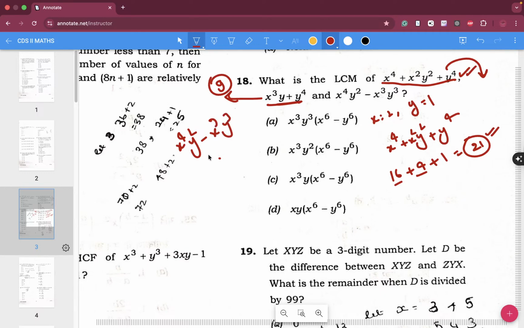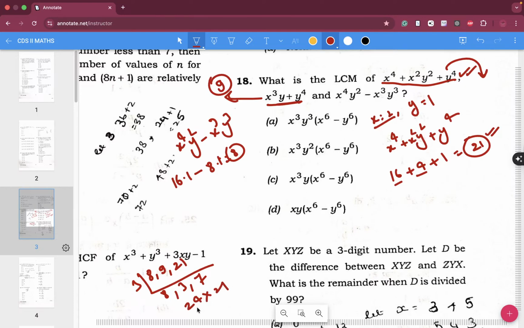Okay, the value of x we have assumed as 2, right? So 2 raised to the power 4 is 16, into 1 minus 8 into 1, which means over here we are getting 8. Now they are asking what is the LCM of 8, 9 and 21. In that case it will go by 3, 8, 3, 7, so 24 into 21, which is 504.